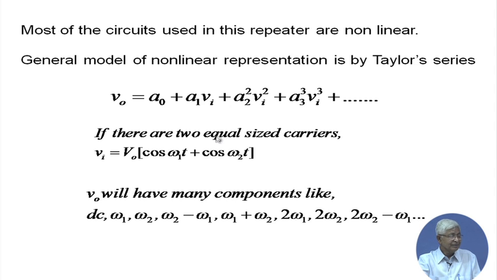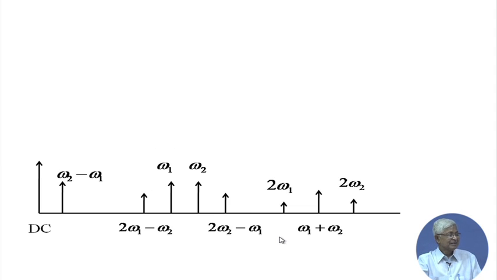Then you will find that there are many frequency components that arise. One is of course the DC, the A0 part, then omega 1, omega 2, the two fundamental parts, then omega 2 minus omega 1, omega 1 plus omega 2, 2 omega 1, 2 omega 2, 2 omega 2 minus omega 1, 2 omega 1 minus omega 2, like that it will continue. So, many frequencies are generated through this nonlinearity. There are certain advantages and disadvantages. Let us see the advantages and try to find out.